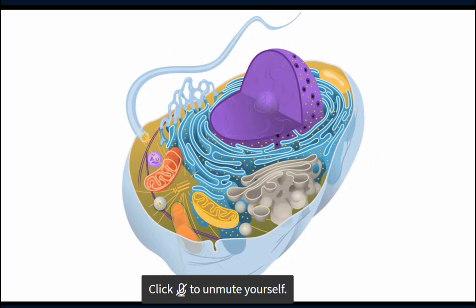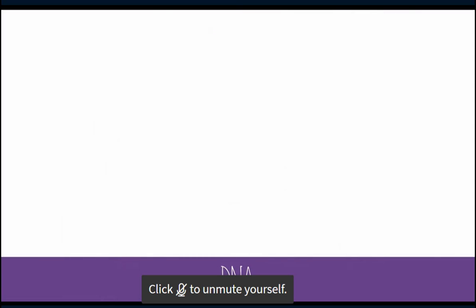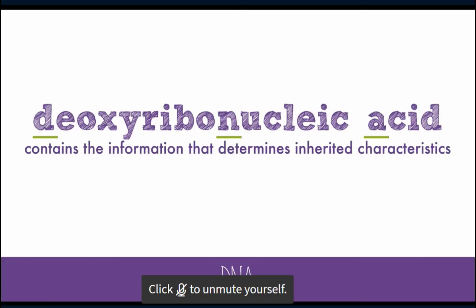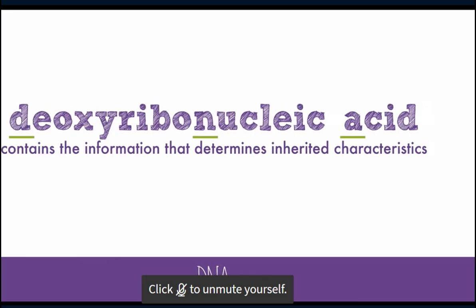All cells require some form of instructions to be able to function properly. They need guidelines, rules, codes for making materials in the cell, and that code is DNA. DNA stands for deoxyribonucleic acid. D for the name of the sugar, N and A for nucleic acid. DNA contains the information that determines inherited characteristics. It has the code for making proteins.